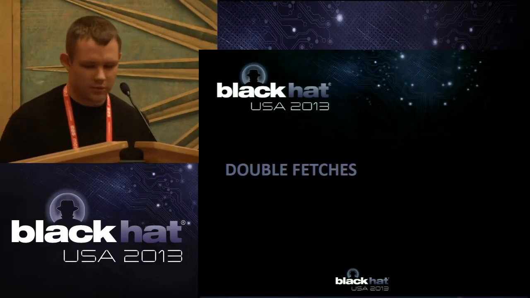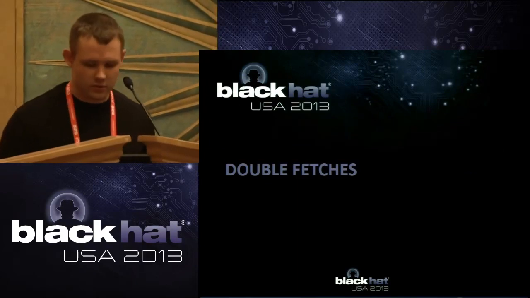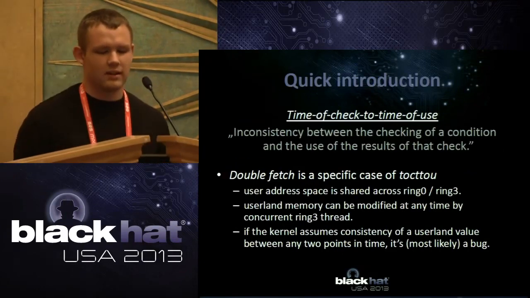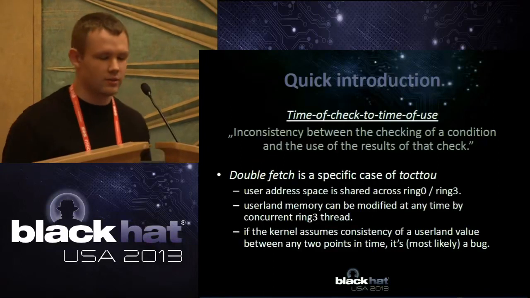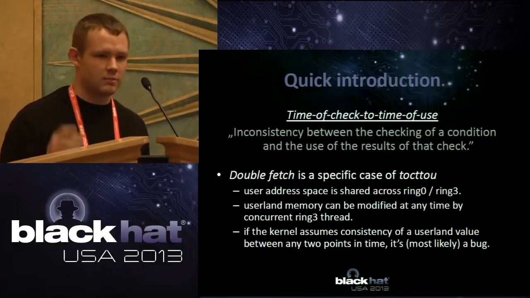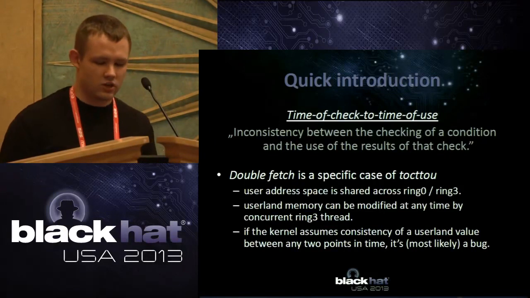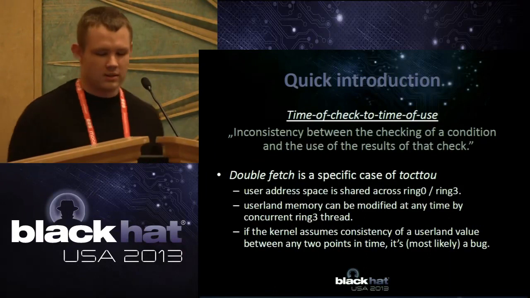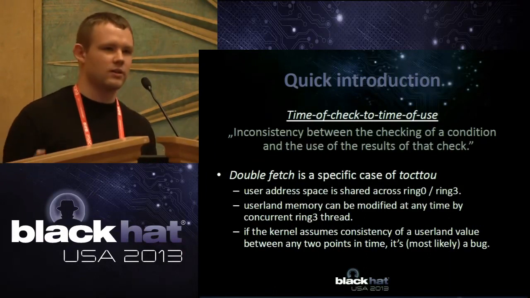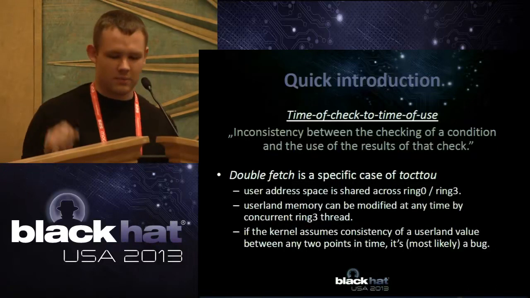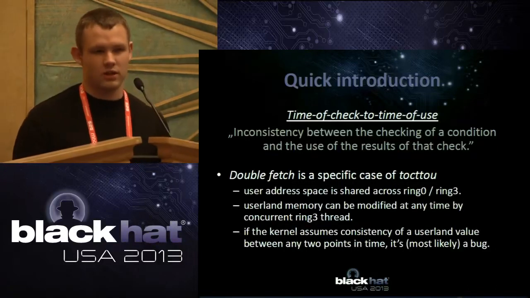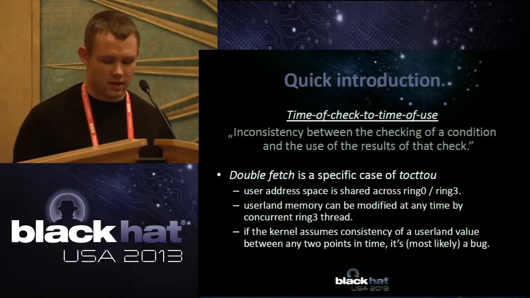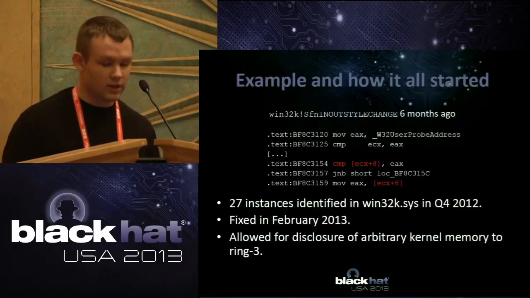Okay, so let's start with double fetches, the condition that we focused on in our research primarily. Double fetches are basically time of check, time of use type of bugs where the kernel assumes that a specific memory area within the user address space doesn't change or is consistent between two different points in time. It's basically a bug because the kernel cannot really know whether a specific place within user address space hasn't been changed by a concurrent thread on another CPU in the meantime. So whenever it does that, we have a bug in the kernel. So that's what we're looking for.